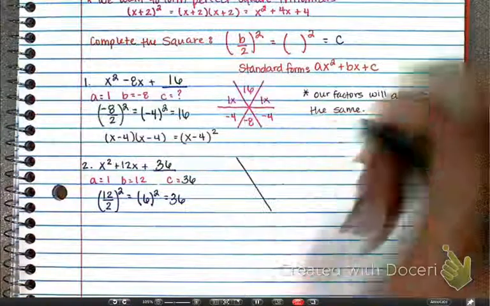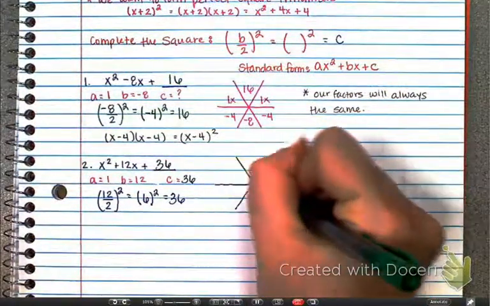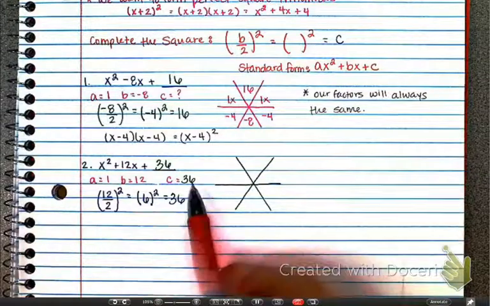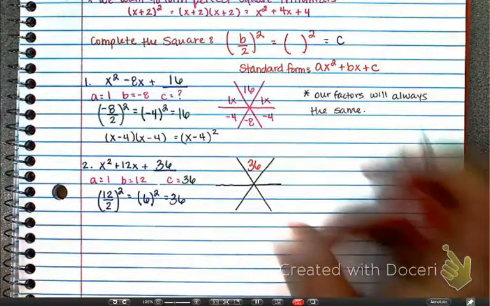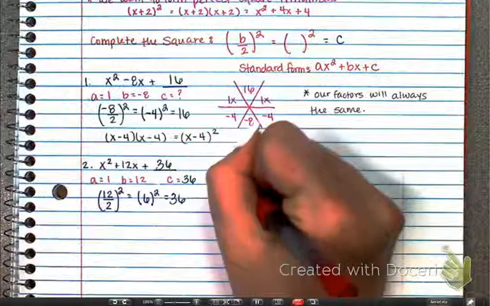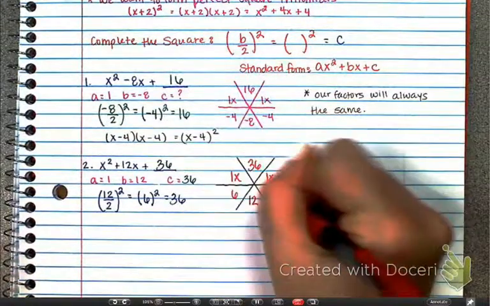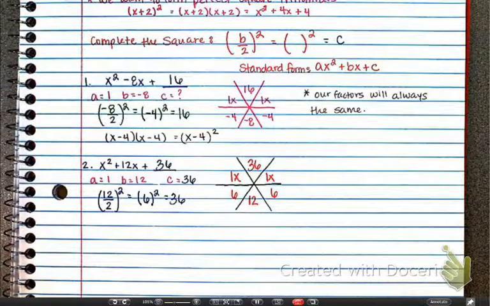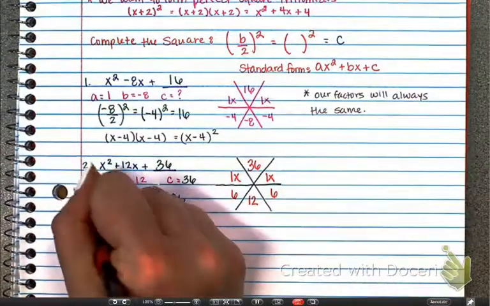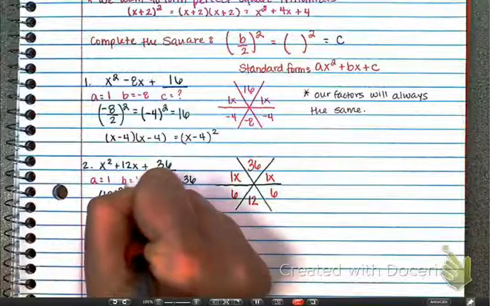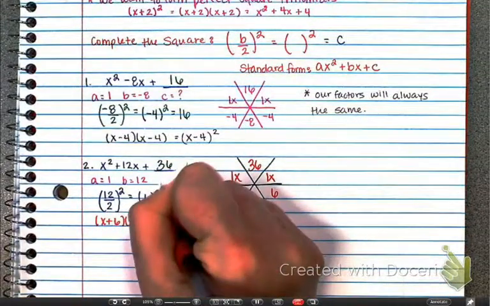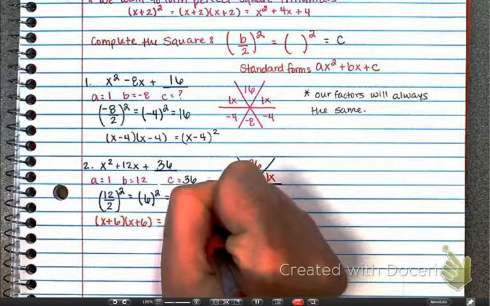So if I factor, I have A times C on top, so 36 on top, B on the bottom, a 1x and a 1x. So I'm looking for two numbers that multiply to 36 and add to 12. 6 and 6, right? They should be exactly the same, because if they're not the same, you're doing something wrong. So x plus 6 times x plus 6, or x plus 6 squared.